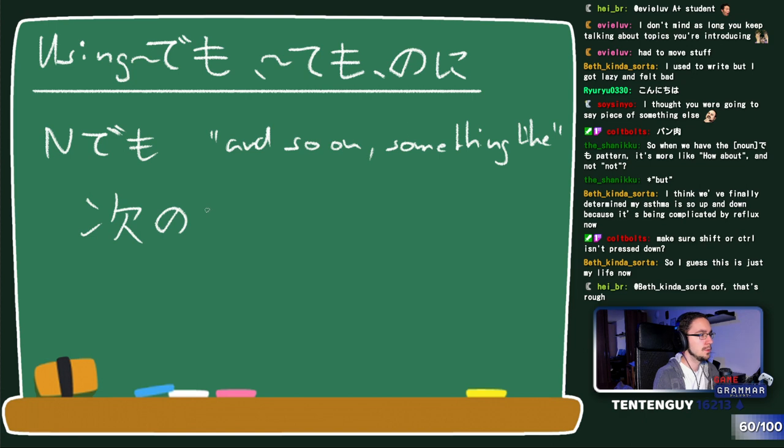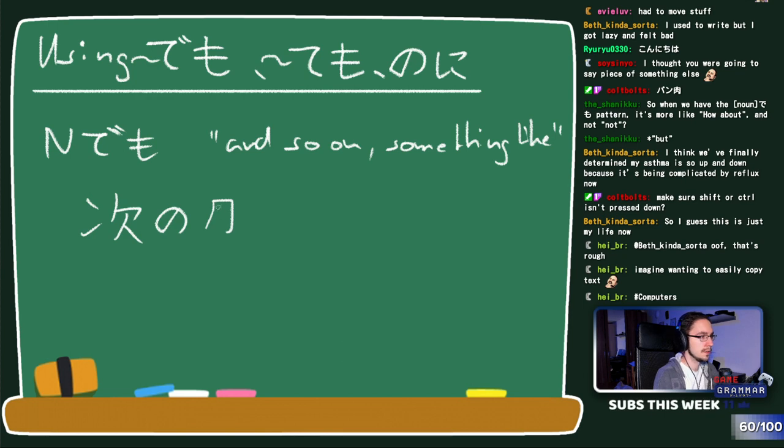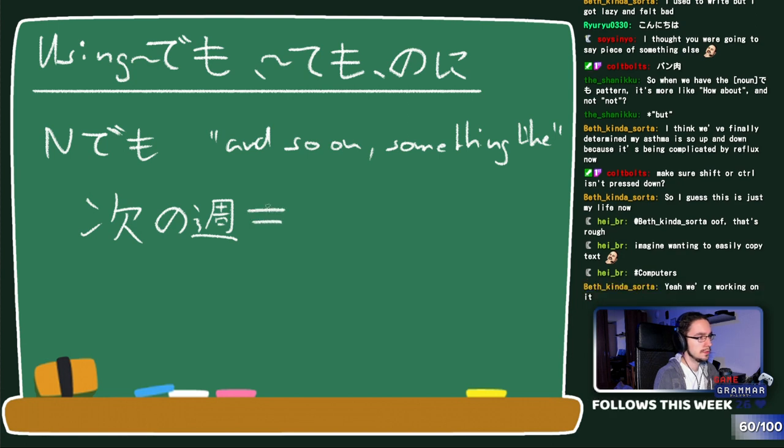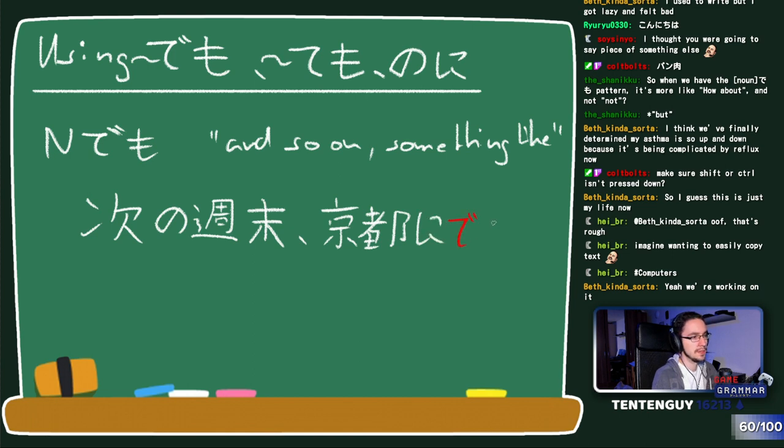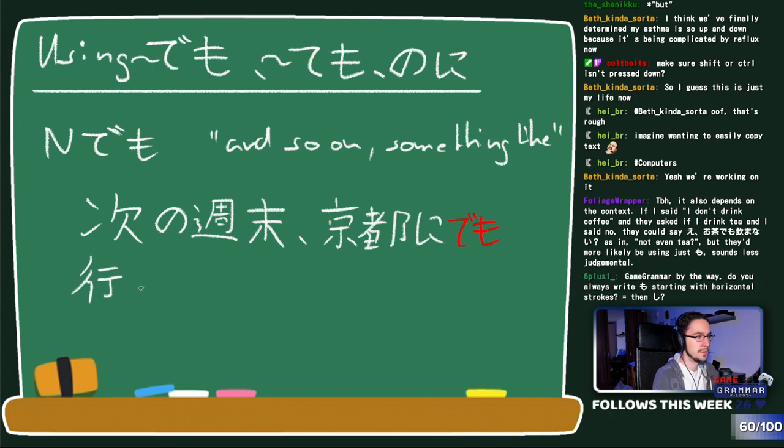Okay, so I will do 次の週末. 週末。週末。次の週末. Here's a comma. We don't really need this comma, but yeah. 京都. にでも. So this is an example of using another particle combined with demo, but it's the same usage. にでも. I'll make a new line for the ikanai. Often you'll have this sort of negative suggestion form.